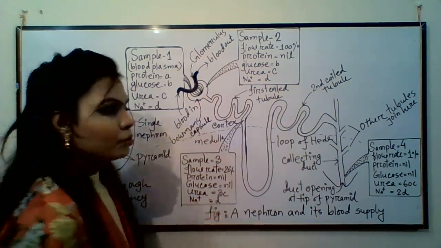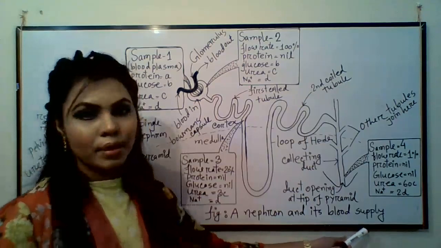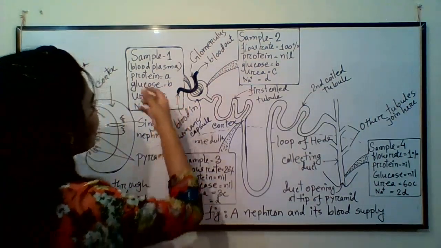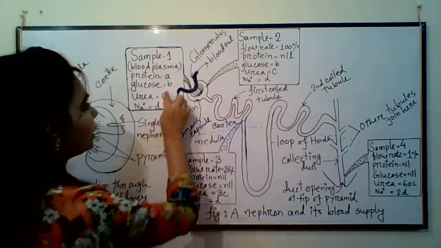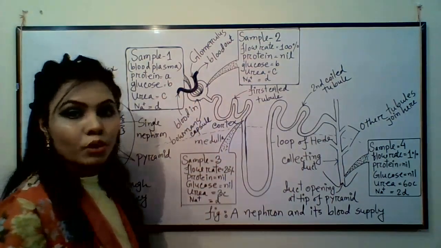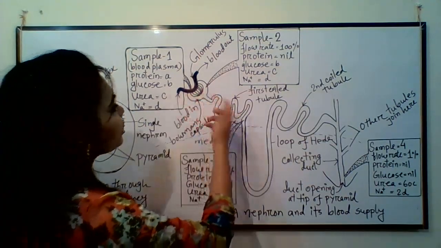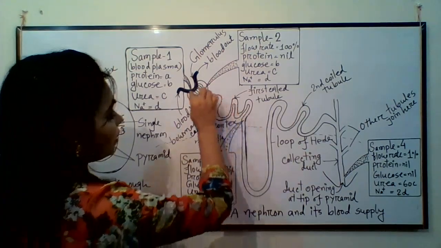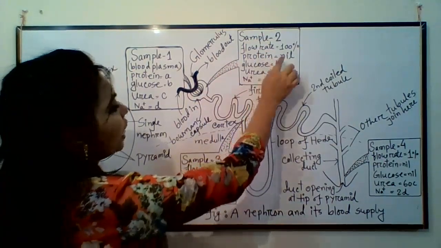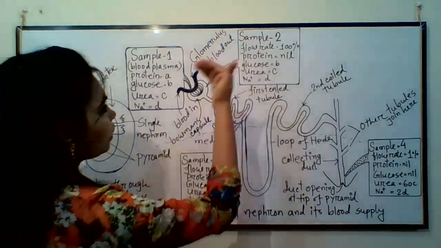This topic is about what happens in the nephron, I mean a nephron and its blood supply. See, in sample 1, in the blood plasma, the dissolved solutes are protein, glucose, urea, and sodium ion. This is in the glomerulus. And as we know, the protein molecules are very large. That's why they don't pass through the tubules. That's why in sample 2, in Bowman's capsule, the protein is nil, and glucose, urea, and sodium ion are in the same concentration.